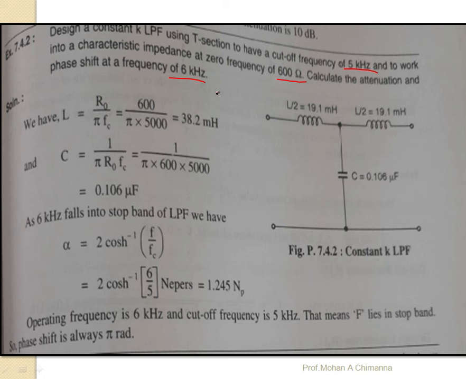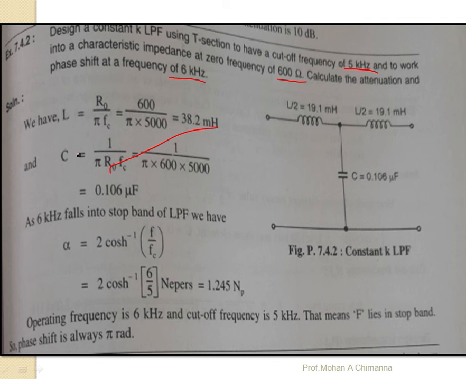So what we do here, first you take the given data, whatever data is provided to you. Here the cutoff frequency fc is provided, which is 5 kilohertz, and the impedance is 600 ohm, and the frequency is 6 kilohertz. So L is equal to R0 upon pi fc. We substitute the value of R0, 600 upon pi into fc, which is 5000. Then its value is 38.2 millihenry.